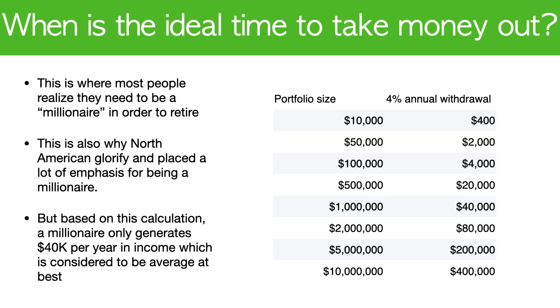So this is really where most people realize that they need to become a millionaire in order to retire. And that's why in North America, they glorify and place a lot of emphasis on becoming a millionaire. Basically, when you become a millionaire, you have made it. And based on this calculation, you'll realize that being a millionaire and following the 4% rule only generates around $40K in terms of income per year. And when you think about it, it's actually not that much in the grand scheme of things.